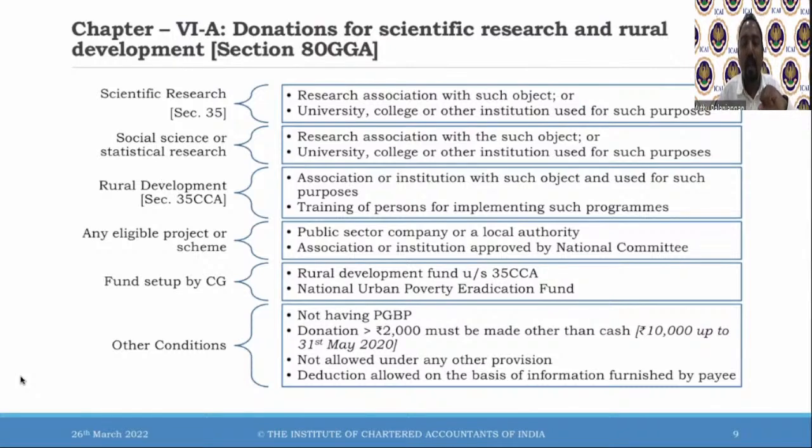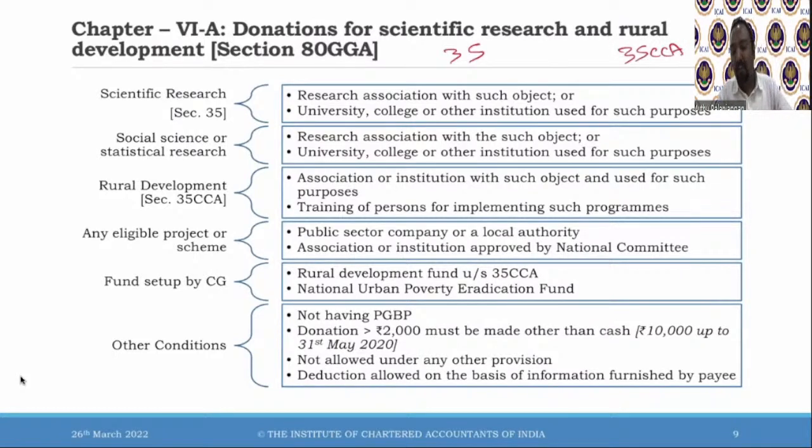That is GG. Now this GGA, GGB and GGC is also donation only, but to specific purposes, not like your G, general donations. GGA is restricted to donation for scientific research and rural development. In business or profession, there are a few sections which talk about scientific research and rural development. Scientific research is discussed in 35C and rural development is discussed in 35CCA.